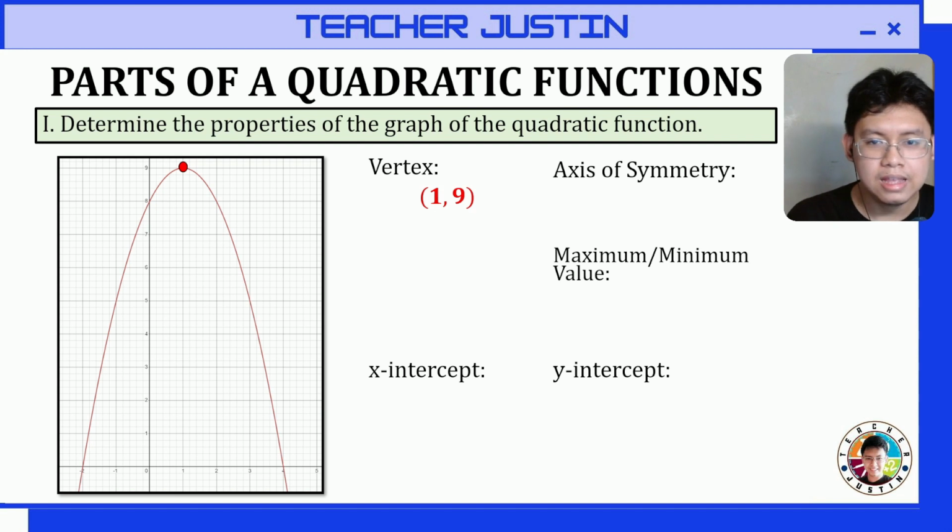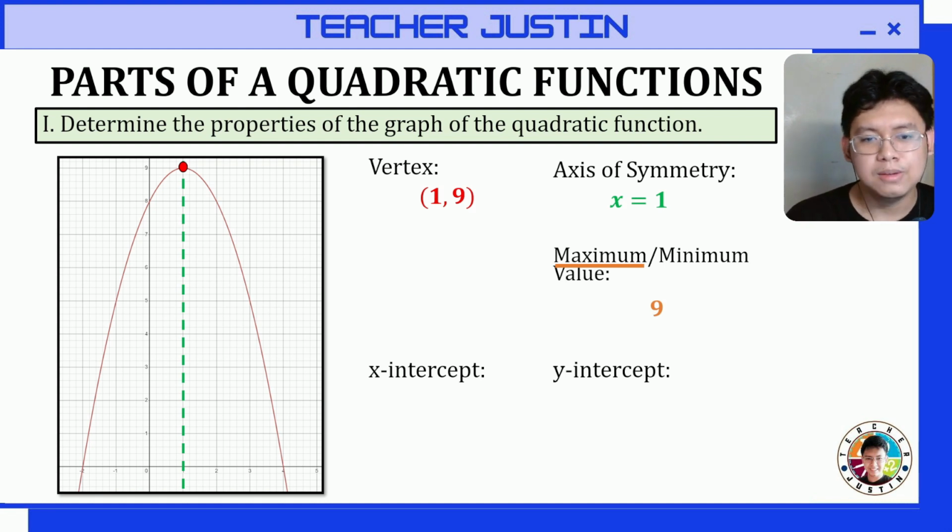It is 1, 9. Tapos yung axis of symmetry naman, so mag-drawing tayo ng vertical line passing through our vertex. Tapos yung equation ng ating axis of symmetry will be x is equal to the x coordinate of our vertex. So x is equal to 1. That will be our axis of symmetry. Now, punta naman tayo sa maximum or minimum point. So, since yung vertex natin is located at the highest point, we're looking for the maximum value. And the maximum value is the y-coordinate of our vertex. So, yung y natin dito is 9. So, yung maximum value natin will be 9.